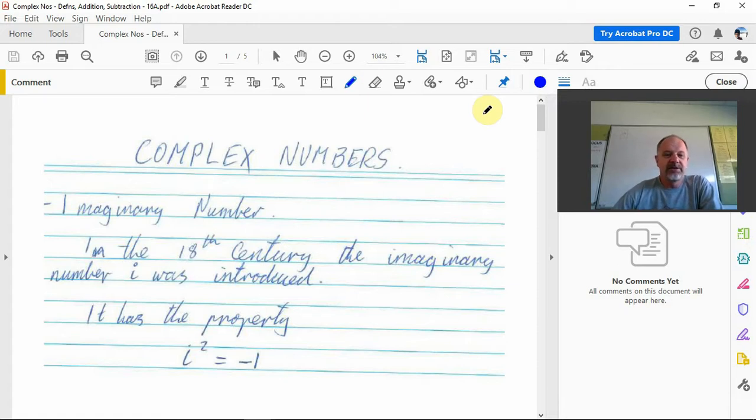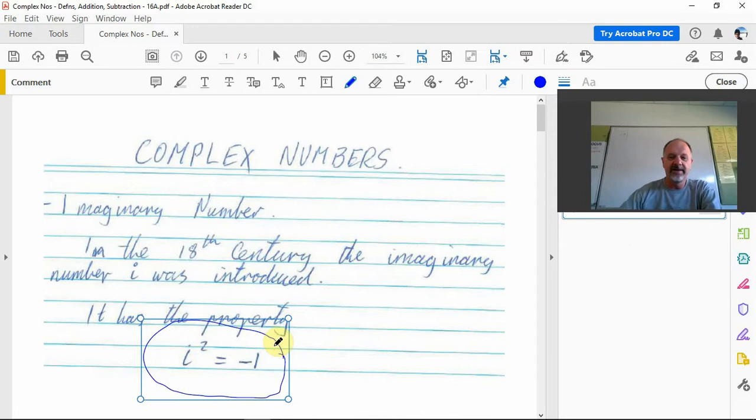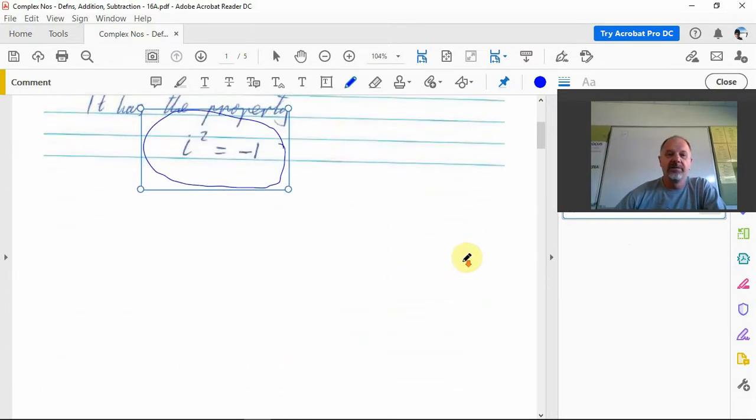So this comes back to the 18th century. As it says there, the imaginary number was introduced, and there were a few different mathematicians that had a hand in this imaginary number. And the key thing is this one right here, that i squared is -1. All right, so by definition, i squared is -1, so i would be the imaginary.